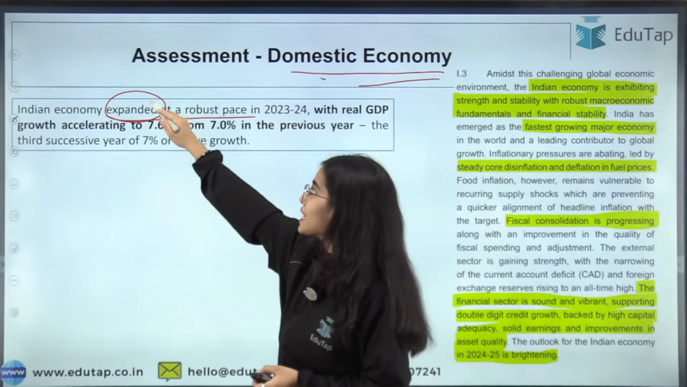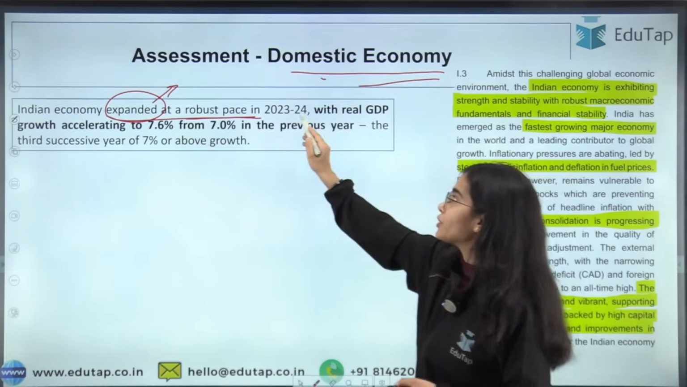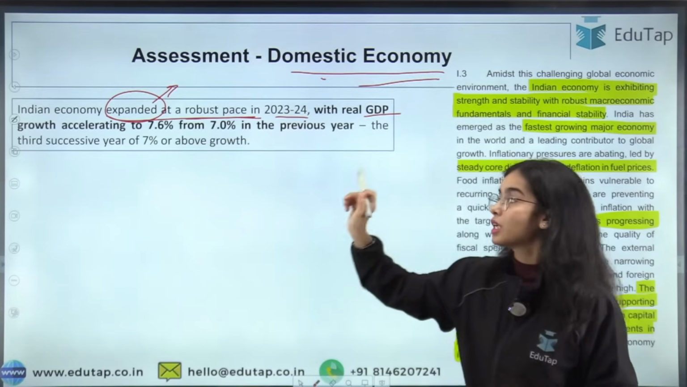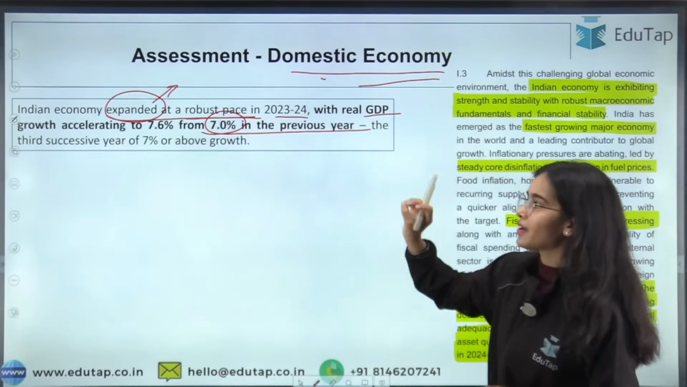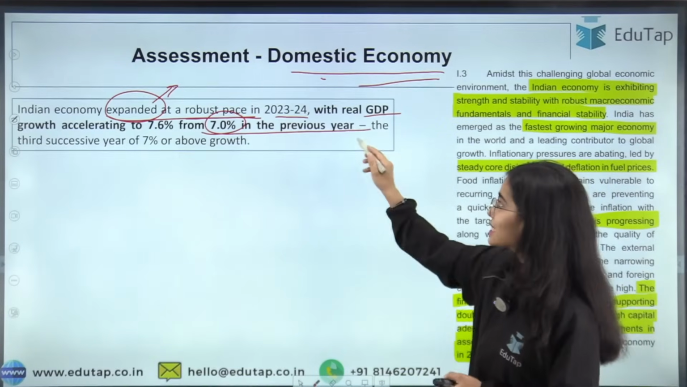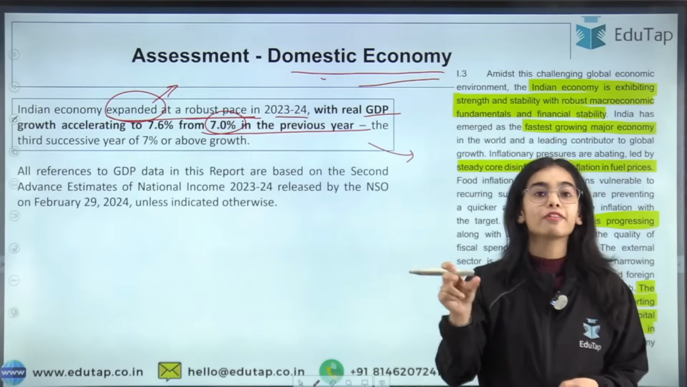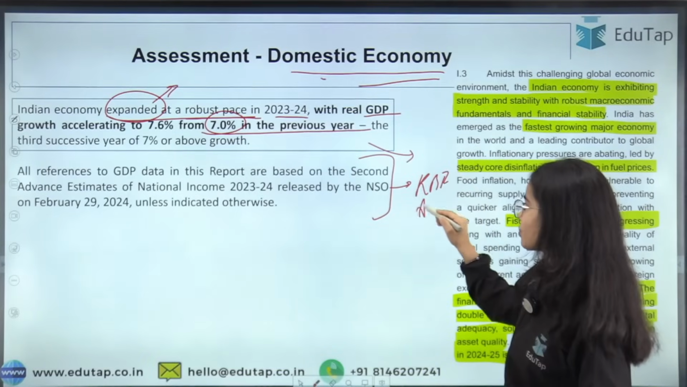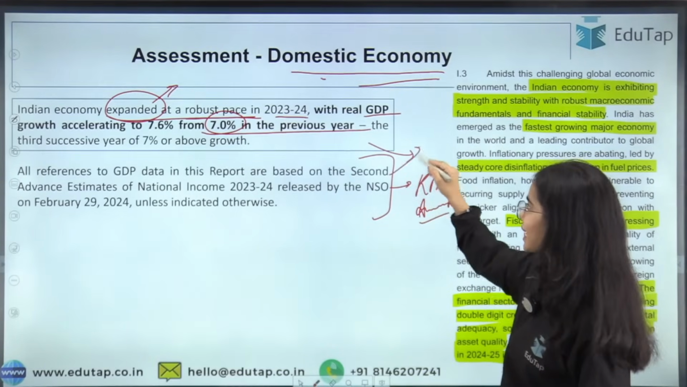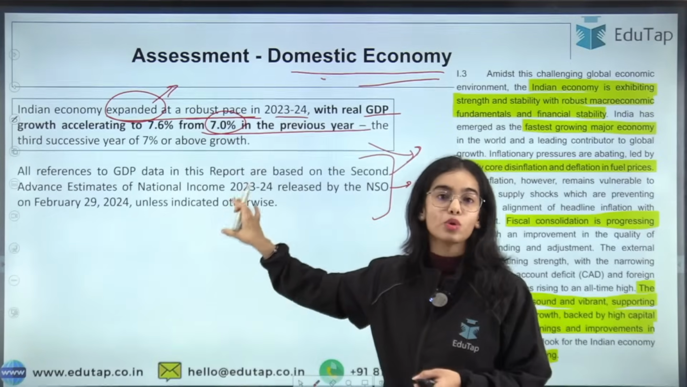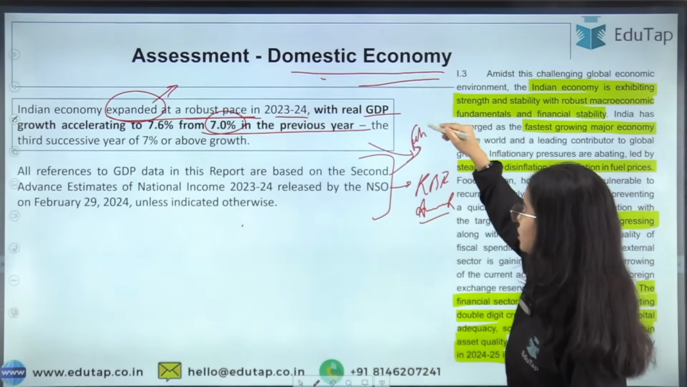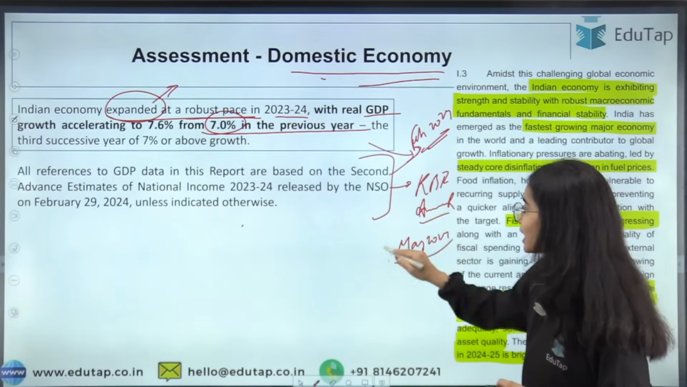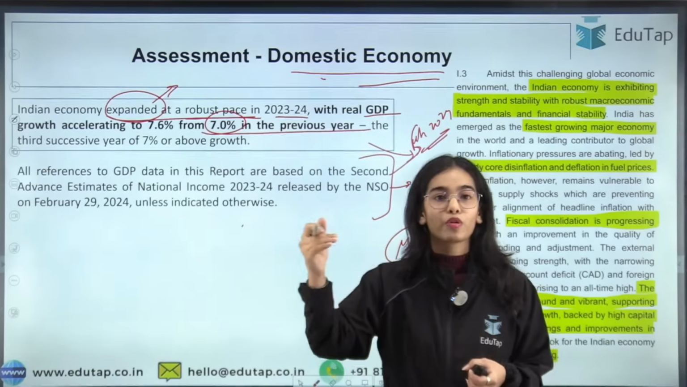Now the Indian economy has expanded at a robust pace in 2023-24, with real GDP growth increasing to 7.6% from 7% in the previous financial year. This is the data point as per the second advance estimates. This is the data point given in the RBI annual report as per the second advance estimates of the NSO that were released in February 2024. But recently in May 2024, the NSO has released its provisional estimates.